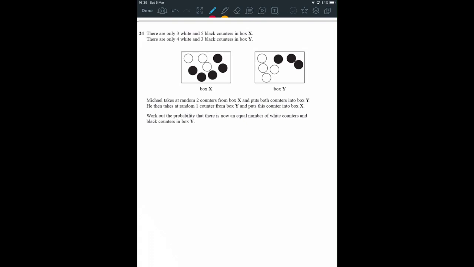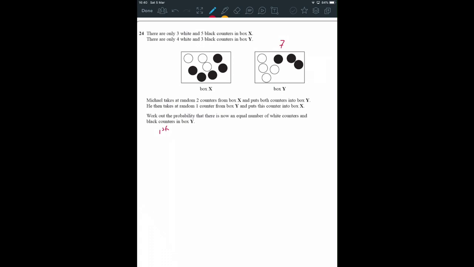We want an equal number of white and black in Y. So if we think carefully, Y did have 7 in there. I'm taking 2 out of X into Y, that'll make 9 in Y, and then we lose 1. So we need box Y to have 4 white and 4 black at the end of this problem. There are lots of ways to attack this problem. I think the best will be to have a tree diagram. We're doing things one after the other. And it's going to be quite a large tree diagram actually.